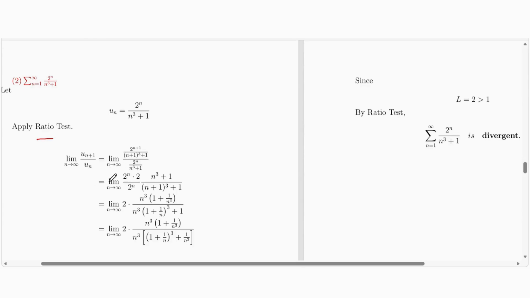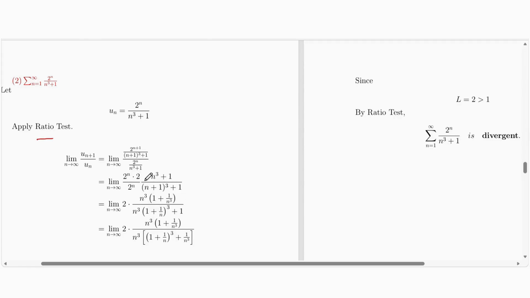So limit n tends to infinity, un plus 1 is 2 raised to n plus 1, upon n plus 1 raised to 3 plus 1, divided by un. So un means this term as it is, 2 raised to n upon n raised to 3 plus 1. Now here do the cross multiplication. So what do we get? Limit n tends to infinity, here 2 raised to n plus 1. So can we write 2 raised to n into 2? And here in the denominator, n plus 1 raised to 3 plus 1.